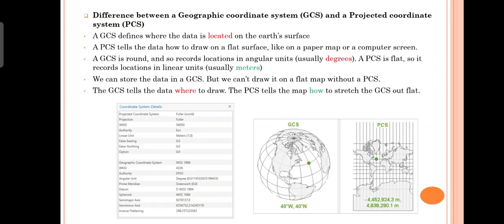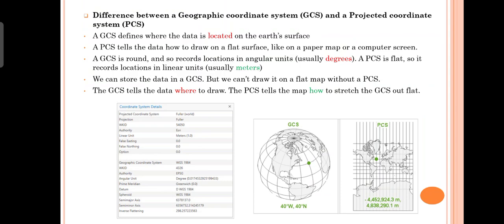Next, the difference between a geographic coordinate system and a projected coordinate system. A geographic coordinate system defines where the data is located on the Earth's surface, and a projected coordinate system tells the data how to draw on a flat surface, like on a paper map or a computer screen. A GCS is round and so records locations in angular units, that is degrees. And a PCS is flat, so it records locations in linear units, that is meters.